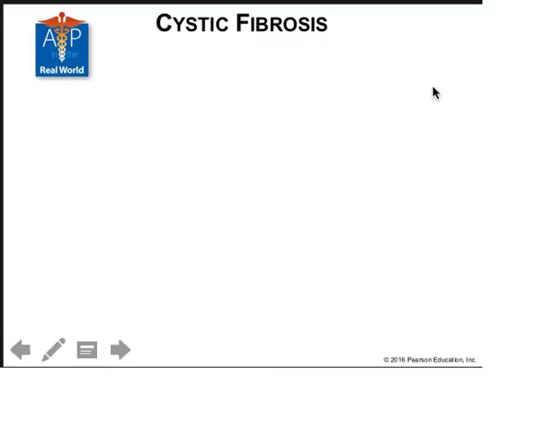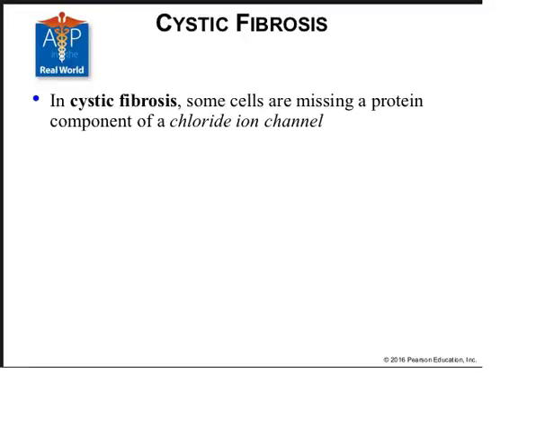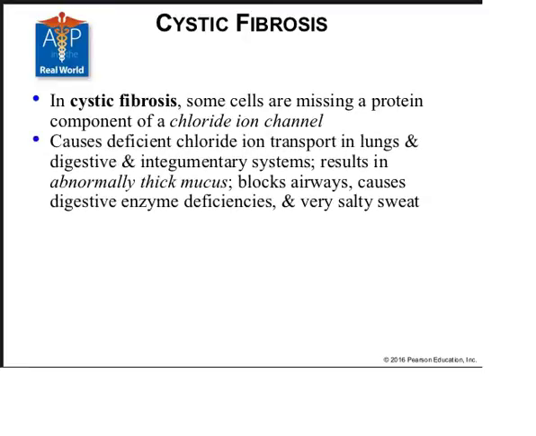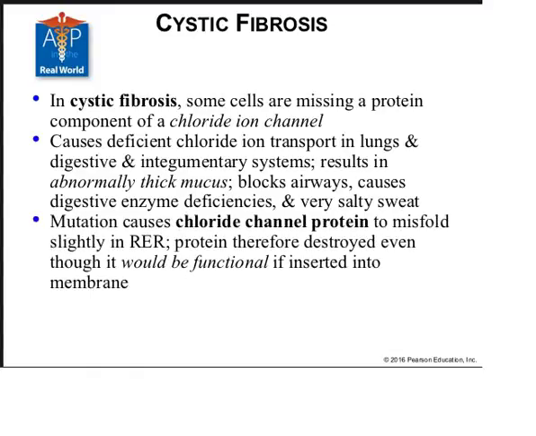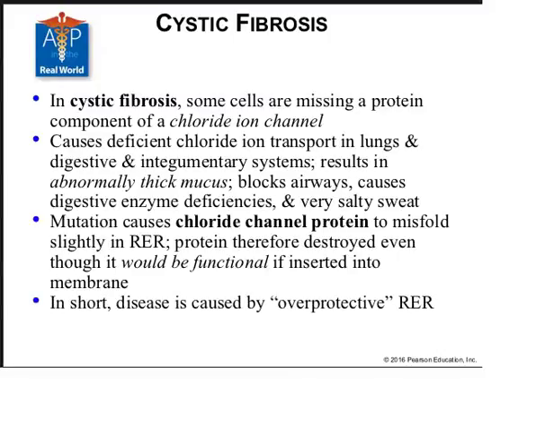Now, as you can imagine, any error in this transport process and distribution process could have disastrous consequences for the cell. In cystic fibrosis, some cells are missing a protein component of the chloride ion channel, which causes deficient chloride ion transport in the lungs and the digestive and integumentary systems, and results in abnormally thick mucus that blocks airways, causes digestive enzyme deficiency, and generates a salty sweat. This is the result of a mutation that causes the chloride channel protein to misfold in the rough ER. The protein is therefore destroyed, even though it would be functional if it were inserted into the membrane. In short, this disease is caused by an overprotective rough endoplasmic reticulum that's destroying something that would normally be useful.